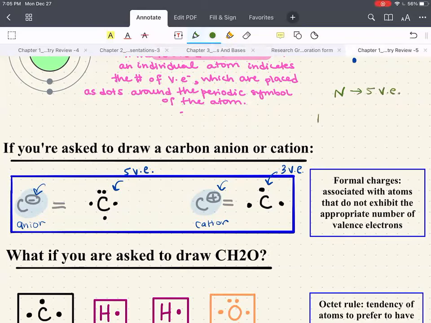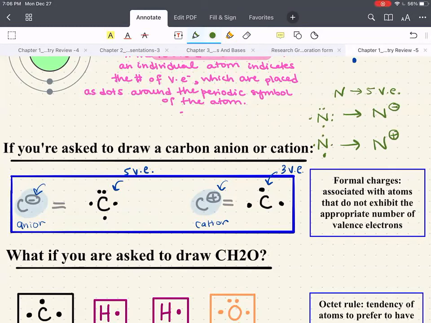That means if we see a Lewis dot structure of a nitrogen with 6 valence electrons, whoa, that has 1 extra electron than usual. That means our nitrogen has a negative charge. But what if we see a nitrogen with 4 valence electrons? Hey, that's 1 less than usual. That means the nitrogen has a positive charge.